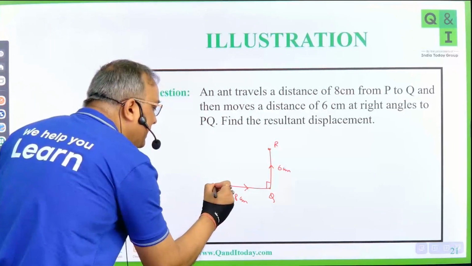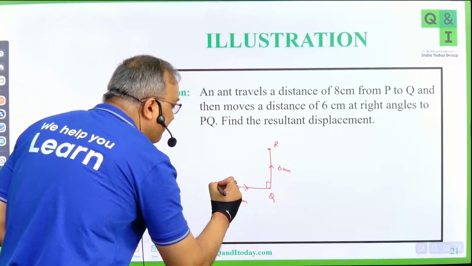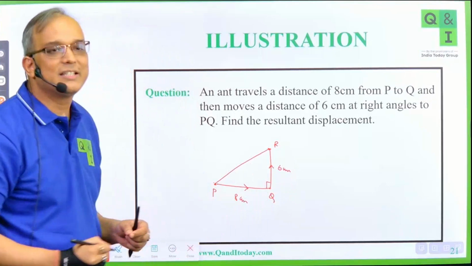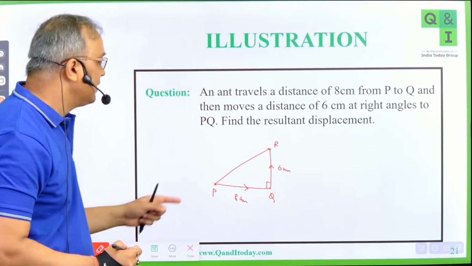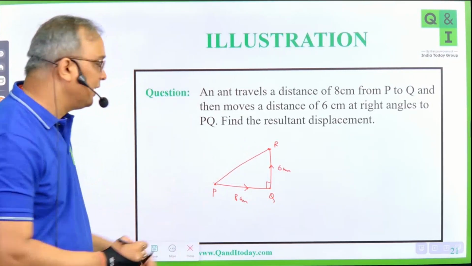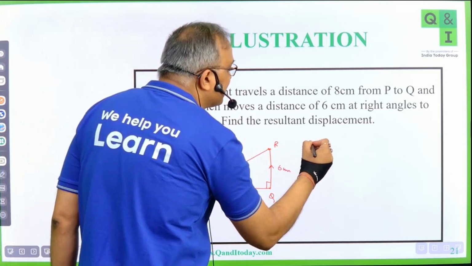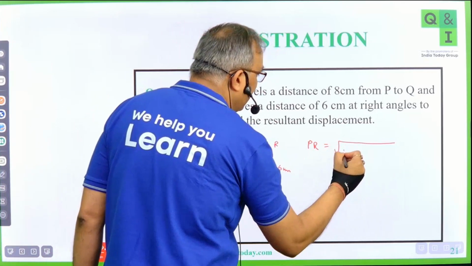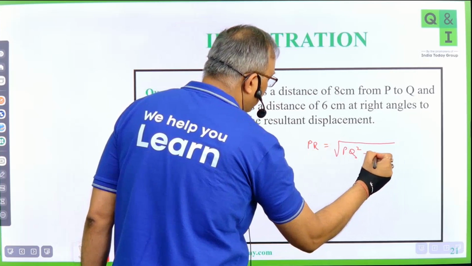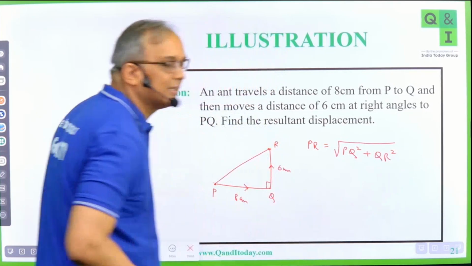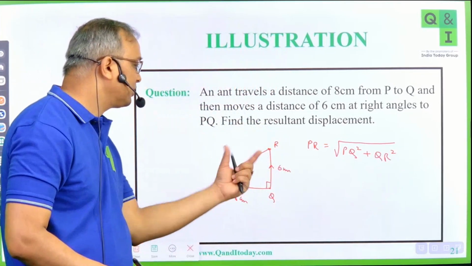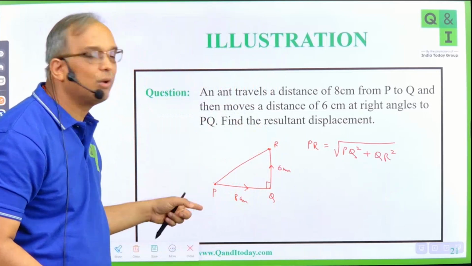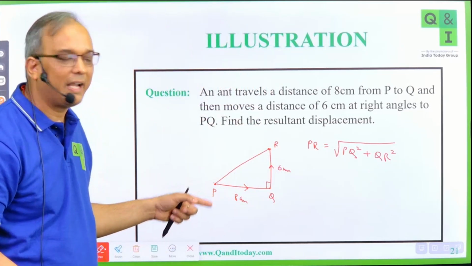So P is the initial position, R is the final position. This is the shortest distance between initial and final position. This is a right angle triangle. If you have to find this distance PR, by Pythagoras theorem, this is equal to root under PQ square plus QR square, right? Perpendicular square plus base square will give you the value of the hypotenuse.